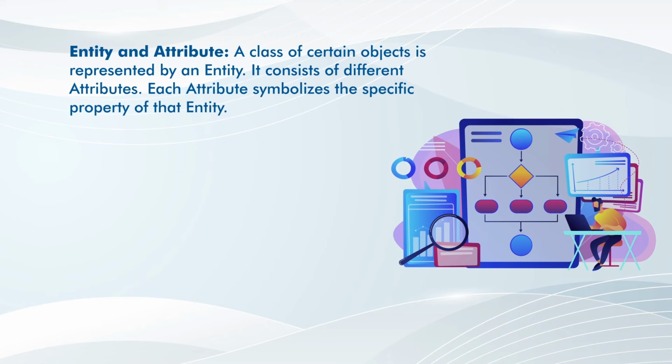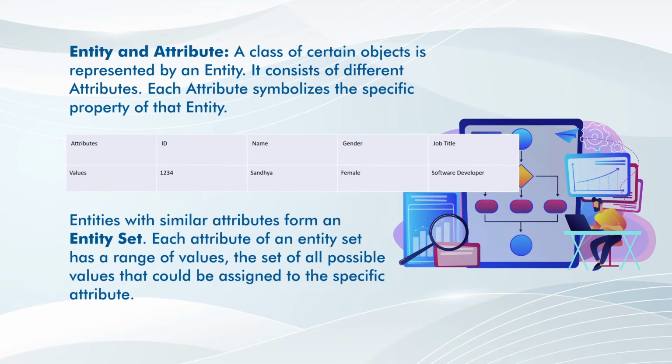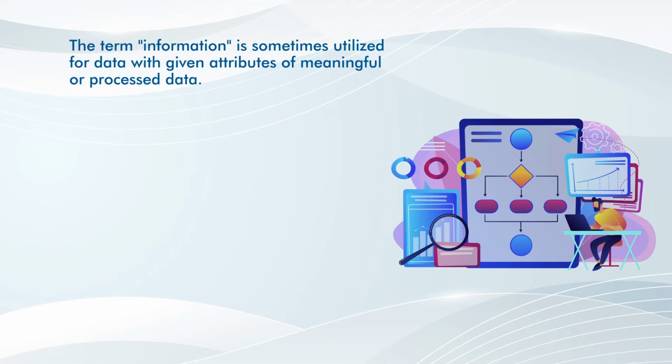Next is entity and attributes. A class of certain objects is represented by an entity. It consists of different attributes. Each attribute symbolizes a specific property of that entity. Entities with similar attributes form an entity set. Each attribute of an entity set has a range of values, the set of all possible values that could be assigned to the specific attribute. The term information is sometimes utilized for data with given attributes, that is, meaningful or processed data.